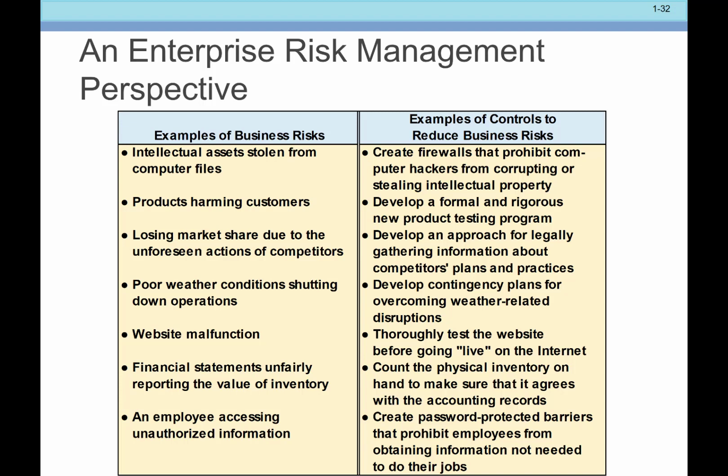The Affordable Care Act, the Obamacare website. Right? What did they do? They went live and they weren't ready and they couldn't handle all the traffic and the thing crashed and caused all kinds of problems, right? Okay. What could they have done? They could have thoroughly tested the website before going live.